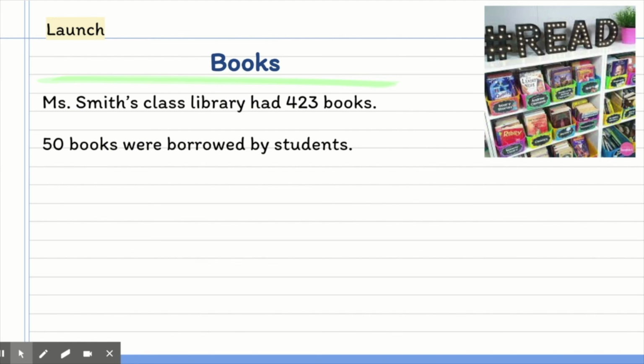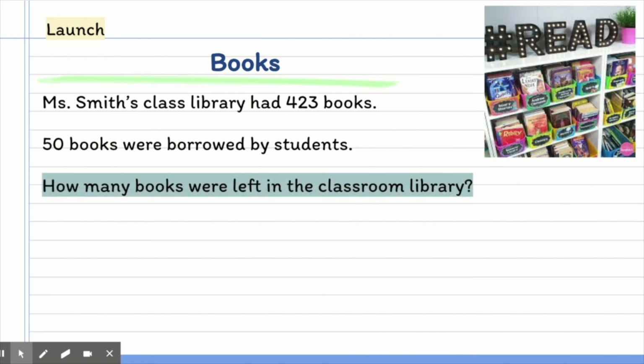So third read, we'll read through it and we'll pick possibly a question that we could answer. Miss Smith's class library had 423 books. 50 books were borrowed by students. So a possible question could be, how many books are left if the 50 books are borrowed? How many books were left in the classroom library? So being able to come up with that question allows the students to realize what they might have to do when solving for the problem.